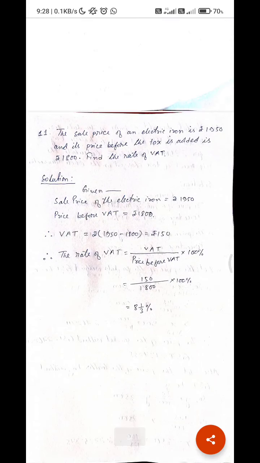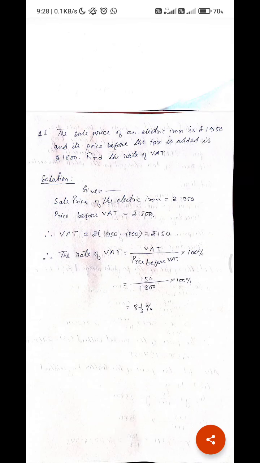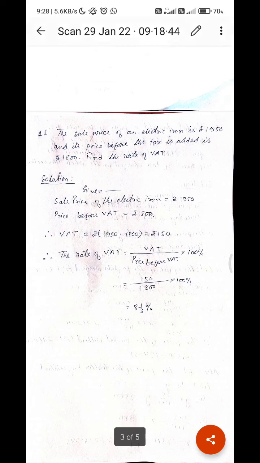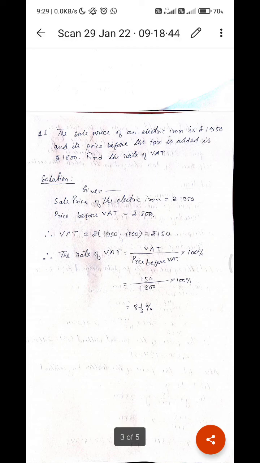The sale price of an electric iron is rupees 1950, and its price before the tax is added is rupees 1800. This means this 1950 also includes the amount of tax, and this 1800 is the price of the electric iron before adding the tax. This means if we subtract 1800 from 1950, we will get the tax amount.